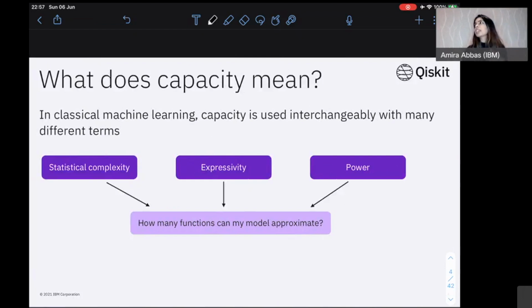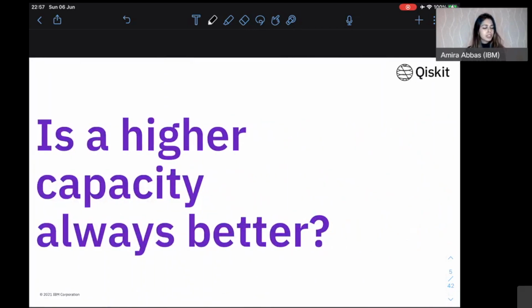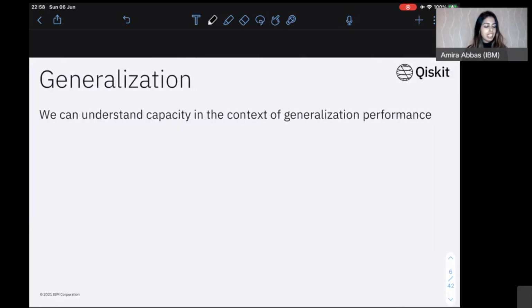Now, this might make you think intuitively that you would want a model with the ability to express lots and lots of different functions, right? Because you don't know initially what function you're trying to approximate to model your data. And so having a model that has an ability to approximate any function sounds like a good quality. And so there is this question of, is a higher capacity always better? And it turns out that a higher capacity, even though intuitively might seem desirable, is not necessarily always a good thing.